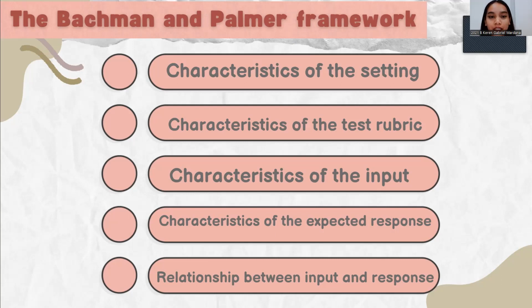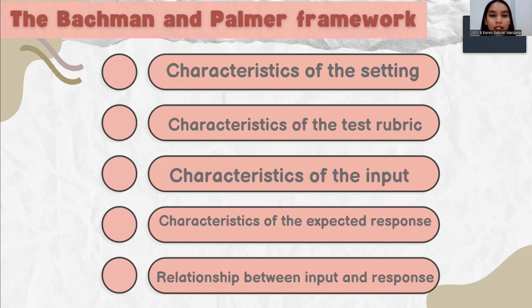The third is the characteristic of the input. Reading tasks encompass the format, language, text type, length, and vehicle of the materials. While the language is vital for determining test difficulty, the topic is complex, context-specific, and challenging to classify. And next is the characteristic of the expected response.